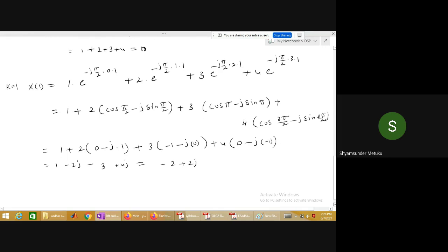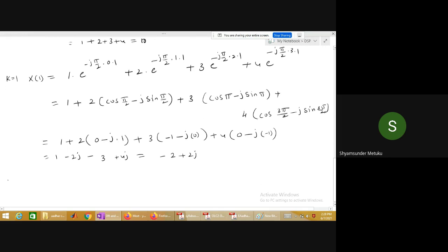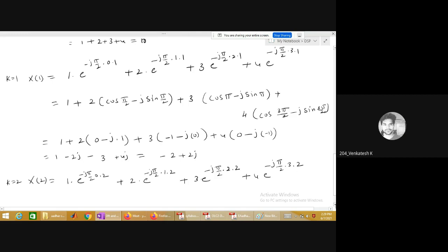This is x of 2 actually. Then k is equal to 2. Capital X of 2 is 1 into e power minus j pi by 2 into 0 into 2, plus 2 into e power minus j pi by 2 into 1 into 2, plus 3 into e power minus j pi by 2 into 2 into 2. Correct or not? Yes, sir.